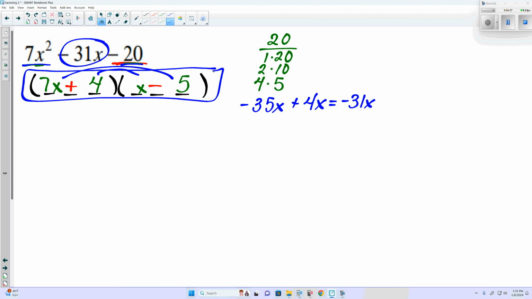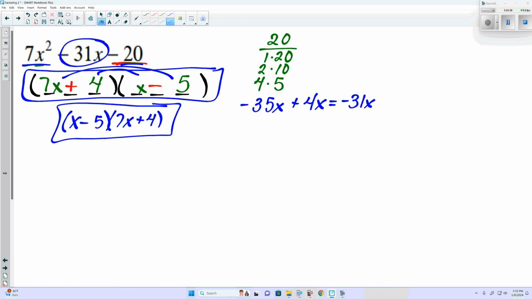Now we could also have written this as x minus 5 times 7x plus 4. This is also correct because, again, we can multiply any two things in any order. So both of these would work. I just need one of them. We just need to have it at least listed as one of these two ways. Questions on this here? Questions on any of this so far?